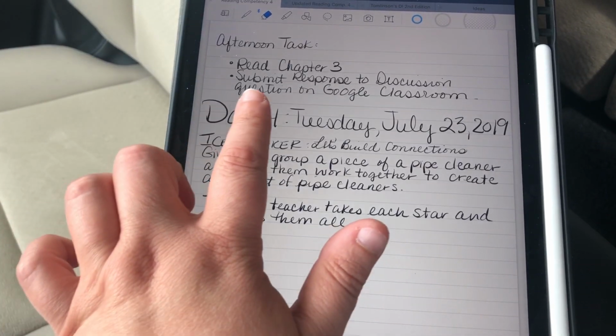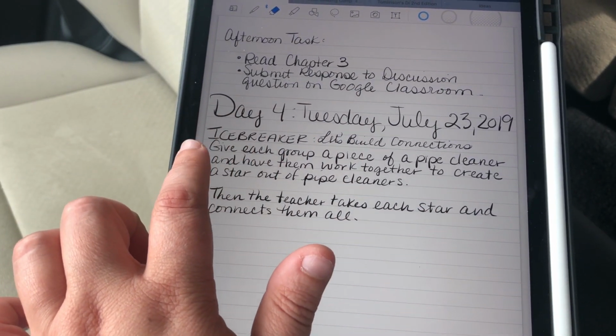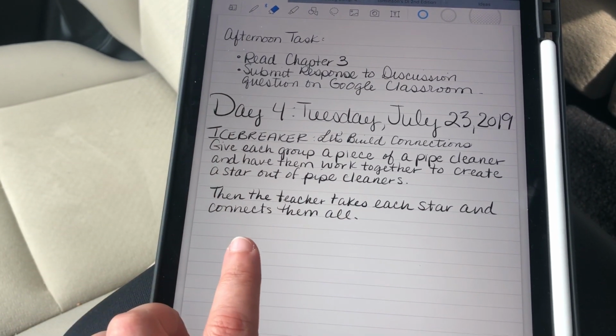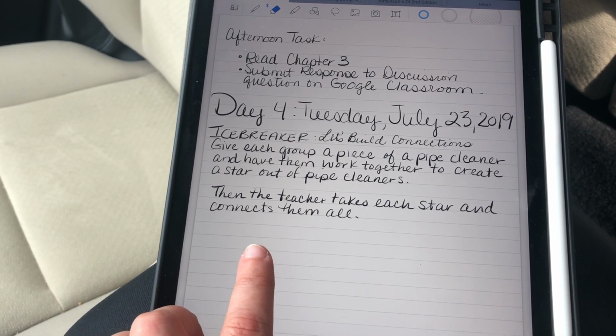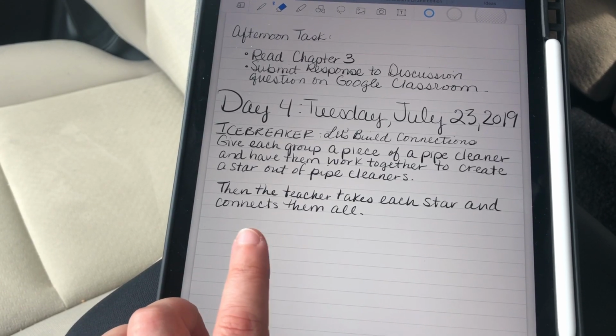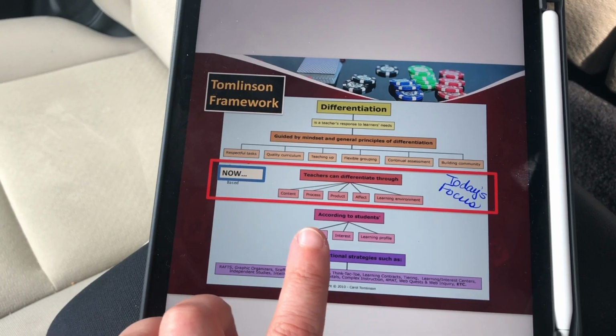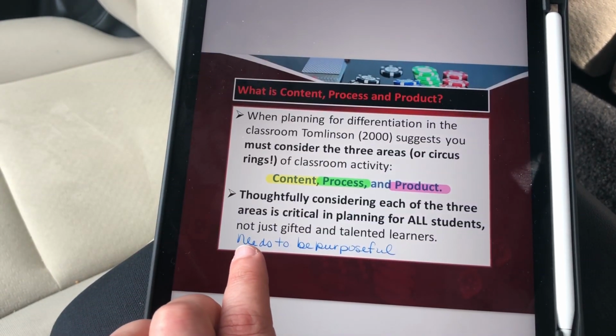So then in the afternoon of that day 3, we read a chapter and submitted an answer to a question on a Google form. Day 4, our icebreaker, we were given a piece of pipe cleaner and we had to work as a group to turn it into a star, and then the teacher put all of the stars together. That was really cute, and that's what we worked on in Tomlinson's framework for that day.